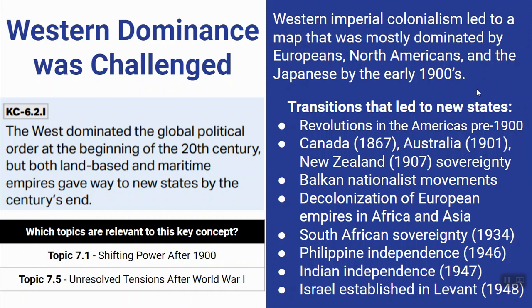And another important state to know about is the state of Israel, which was established in what we would call the Middle East, specifically in the Palestine region in 1948. Specific topics that are relevant to this key concept include 7.1 and 7.5.